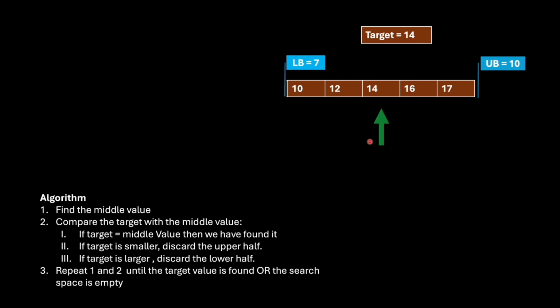This is a binary search basically. All we have to do is find the middle value, check if the number we're looking for is smaller than the middle value or if it's larger, and then we have to either discard the upper half or discard the lower half, and repeat this process until we have found the answer or until the search space becomes empty.